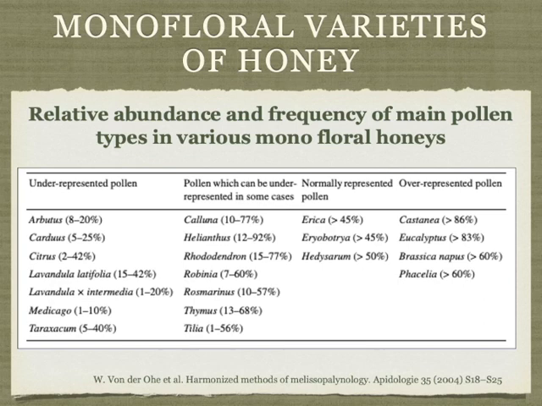On the other hand, some honeys are what we call overrepresented. Chestnut is a classic example. You could have a chestnut honey that would be 50 or 60% chestnut pollen, but because chestnut, Castanea, is overrepresented pollen in honey, it needs to really be more than 85 or even 90% to be considered monofloral.